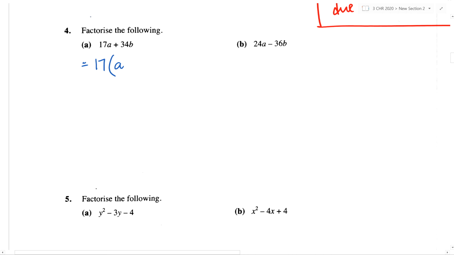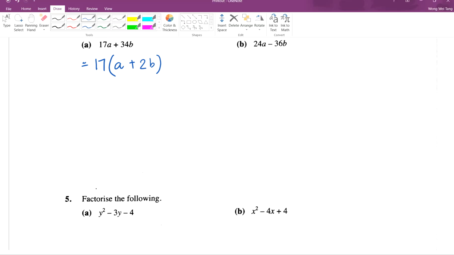Now let us consider the second term. Plus, this is a positive 34b. We take positive 34b, divide by the 17 over here, we will get a positive 2b, because we saw that 34 has two factors, 17 and 2. So this here is our final answer.